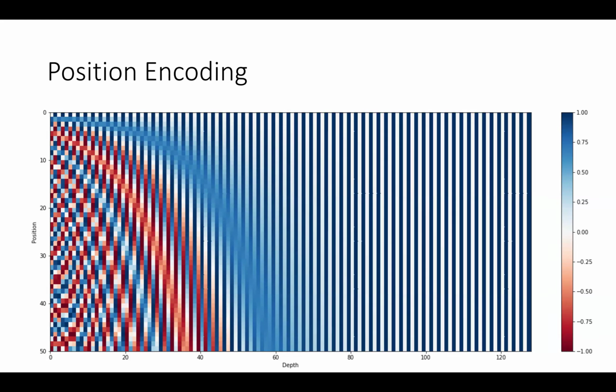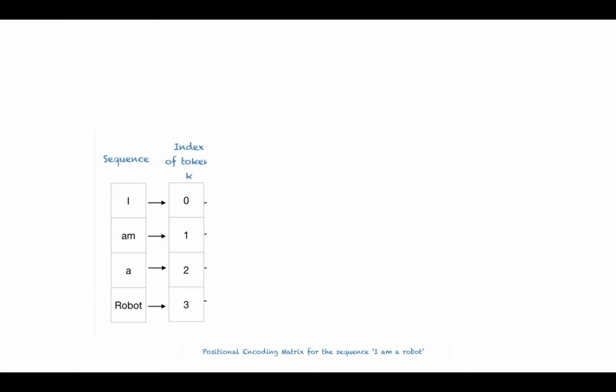Let's say we have 50 tokens, okay? So this is a position encoding, and the dimension we have is 128. This is the position encoding for the first token, this is the position encoding for the second token, third token, and so on. So we are going to add that to each of the tokens, and that's called position encoding. And as you see, each one is separate, each one is different.